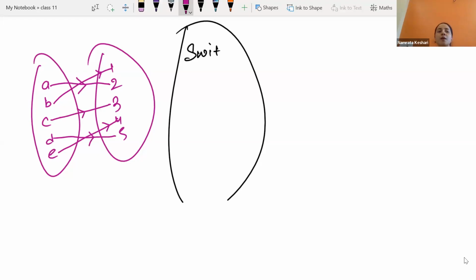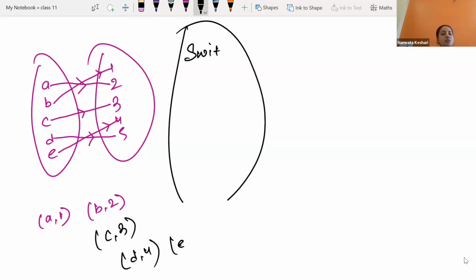Rule number 2 says that each and every element must have its unique image. Unique means A has just one image. Then B has just two. Unique. That means B, comma, any other element is not there. It has to be unique. C has the image 3, D has the image 4, and E has the image 5. If that is the case, then you can say, yes, this is a function.